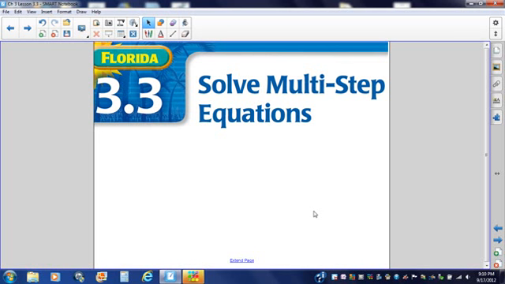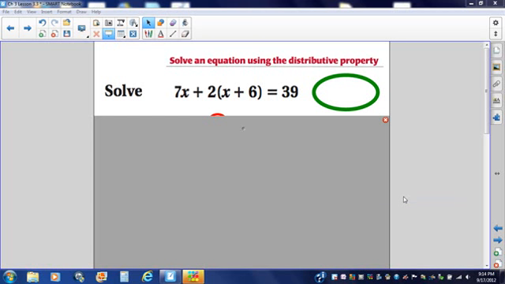Alrighty, please write down in your notes/homework spiral that today's podcast is going to be on lesson 3.3, solving multi-step equations. Alrighty guys, please write down the equation 7x + 2(x + 6) = 39.